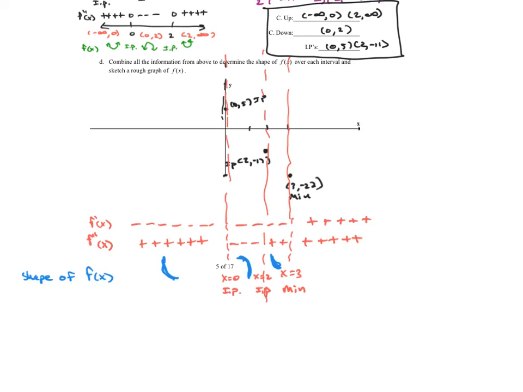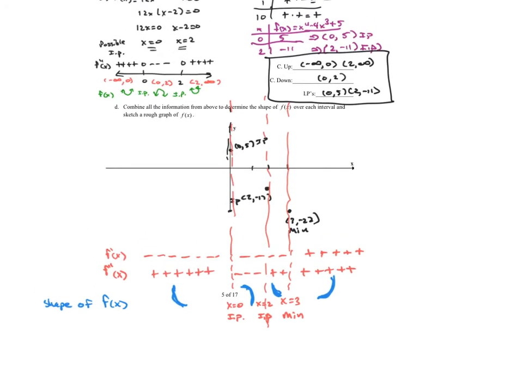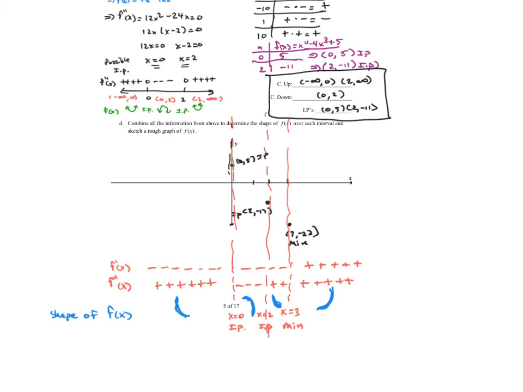Then we look at our last interval here. My second derivative is positive, so concave up, or a smiley face. My first derivative is positive, so I have to be increasing. So which half of a smiley face is increasing? It's the right half of a smiley face. So what do I do? I just have to make the shape of the graph go through those points and be the shape in those given intervals.